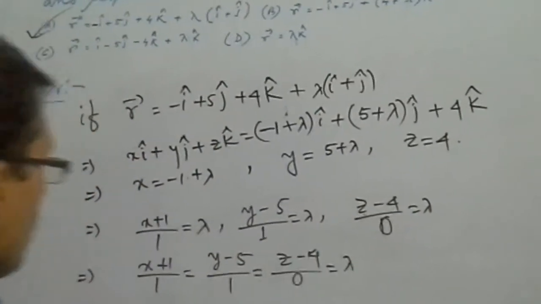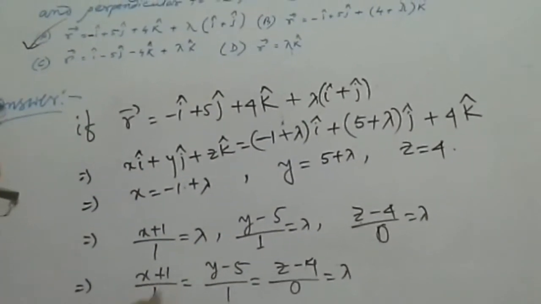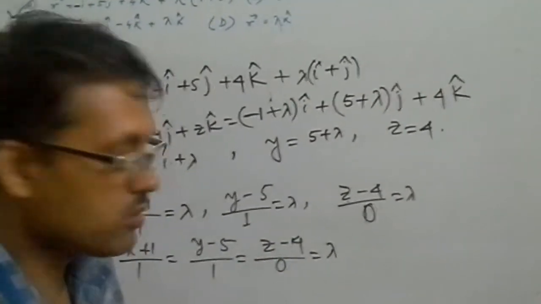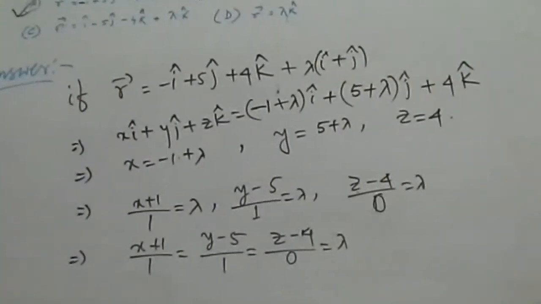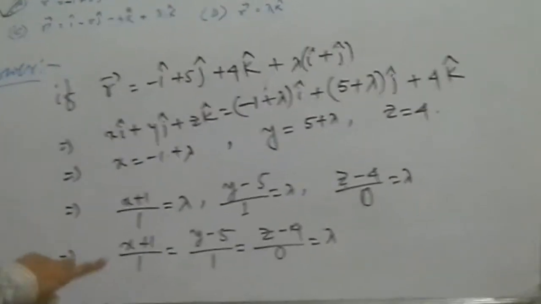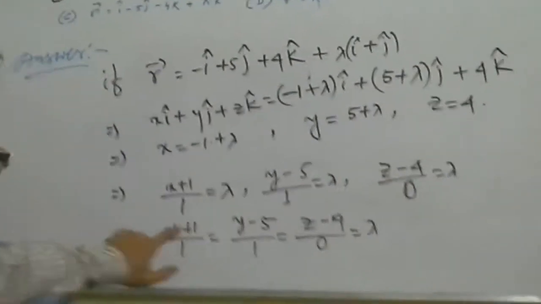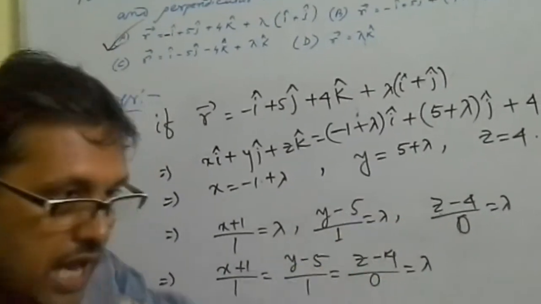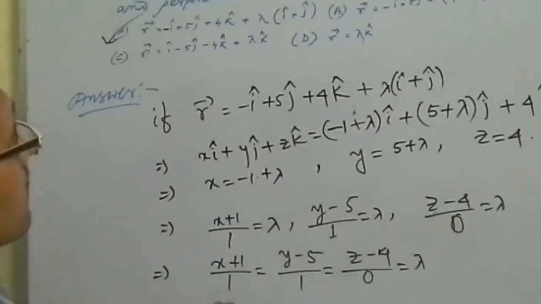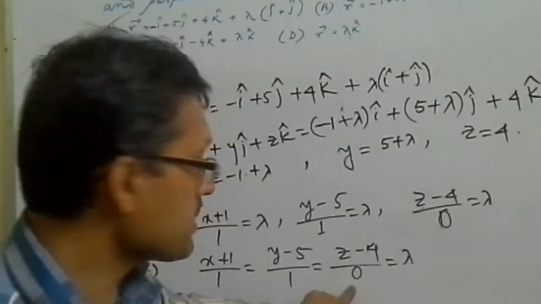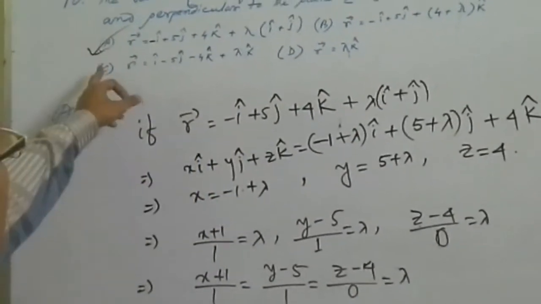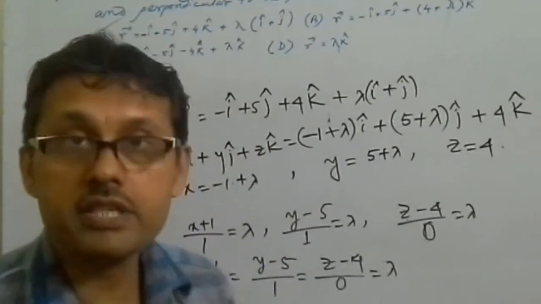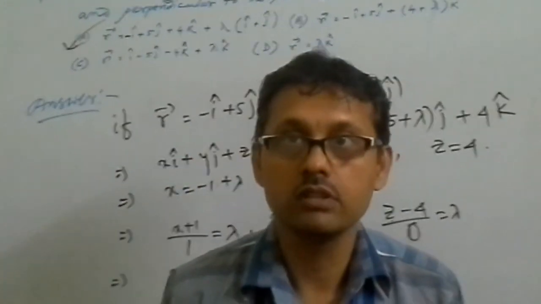So combining all these three, we are getting (x plus 1) by y minus 5 by 1, z minus 4 by 0. So clearly, this represents that this line is passing through (minus 1, 5, 4) and it is perpendicular to the plane z equals 0. So clearly the option A is correct. So moving on to question number 11.